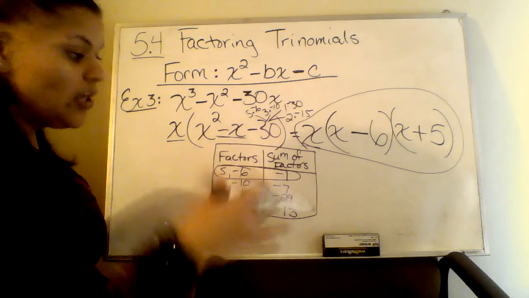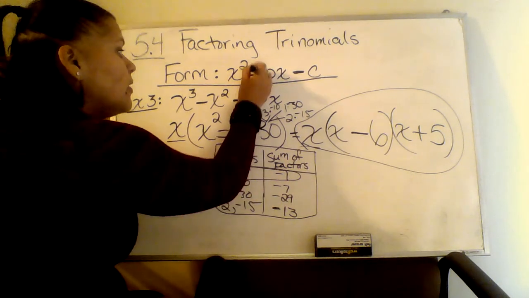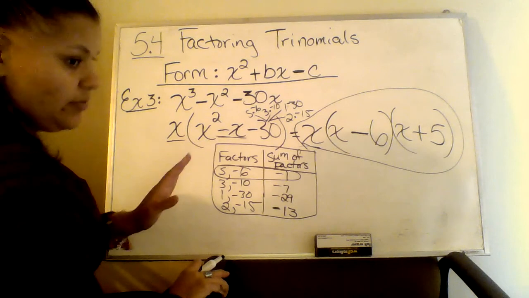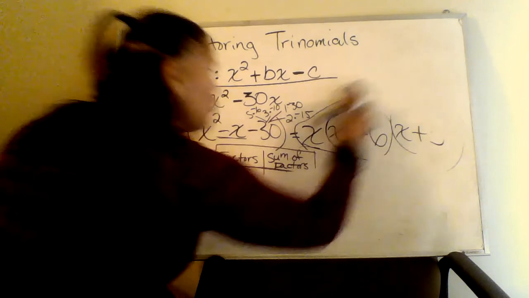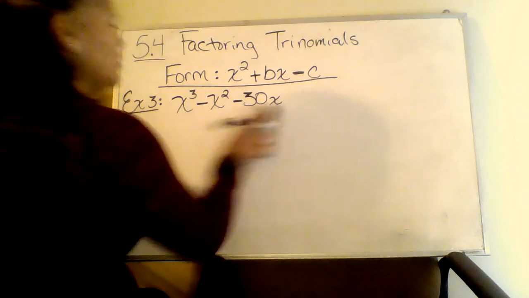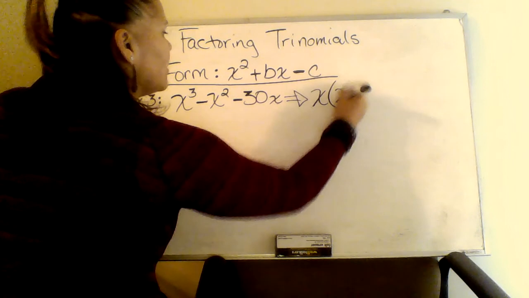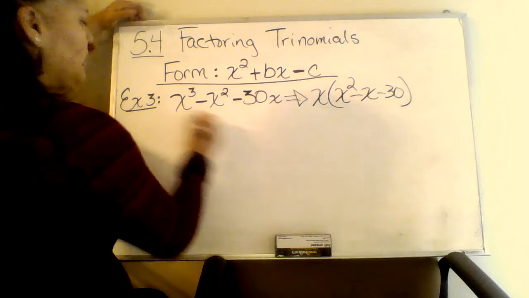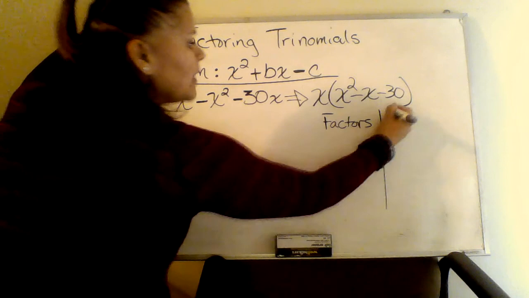Now let's say it was the other way around. Let's say that your middle term, now this is another form, your middle term was positive. Okay? So then that means that your bigger number would have to be positive. So we can change this around now. So let's go back through the process. We had it factored out already, so I'll just write it back from there. So this becomes x times x squared plus x minus 30. So let's write down the factors of 30, and then the sum.